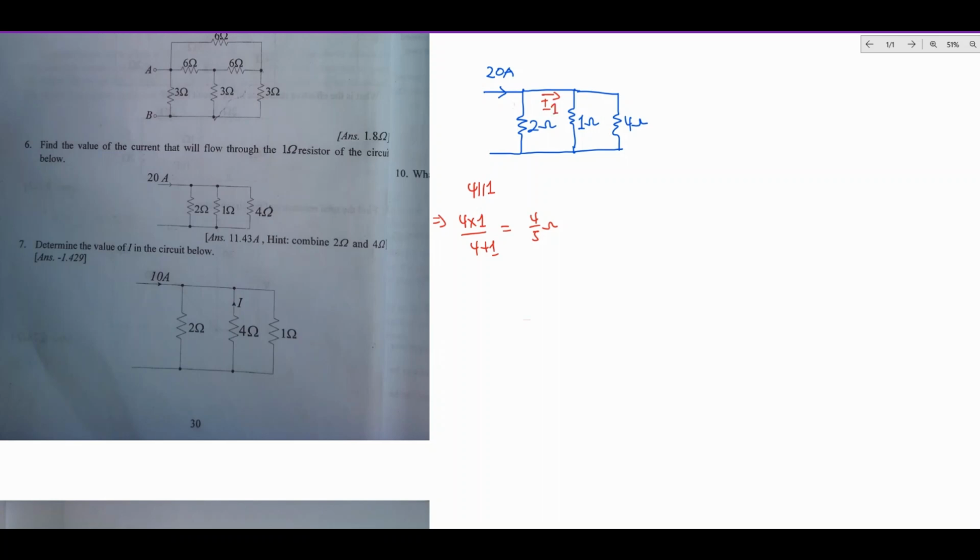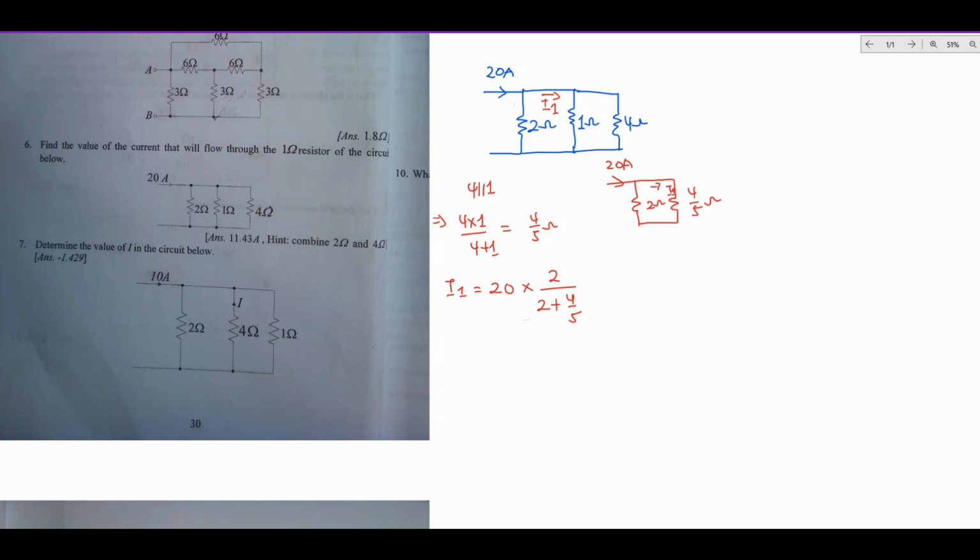Let's name this as I1. So our goal here is to find I1. With the current division rule, we are going to have I1 equal to the total current, which is 20 amperes, multiplying the 2 ohms, which will be 2 divided by 2 plus 4 on 5 ohms. This is because when we redraw this circuit after combining 1 and 4, we are going to have this circuit here. Here will be 4 on 5 ohms, and here will be 2 ohms, right? And this is the current coming from the source, which is 20 amperes.